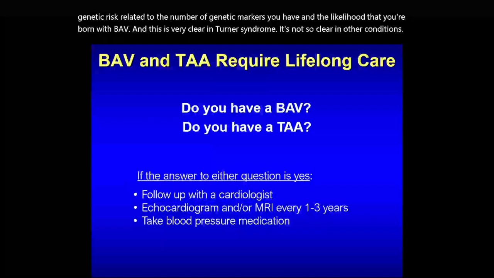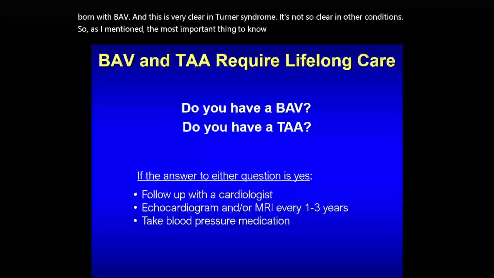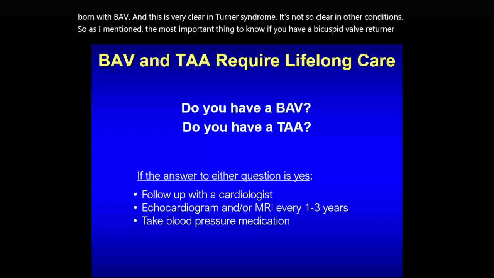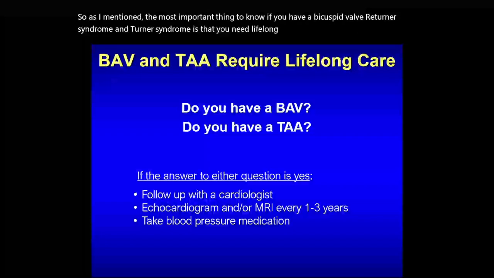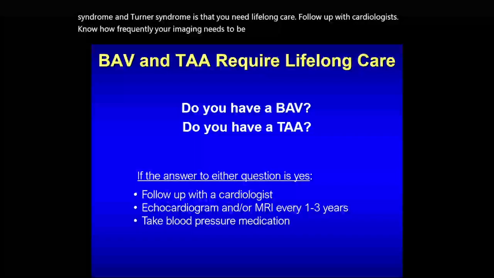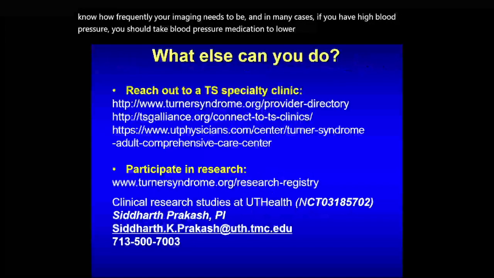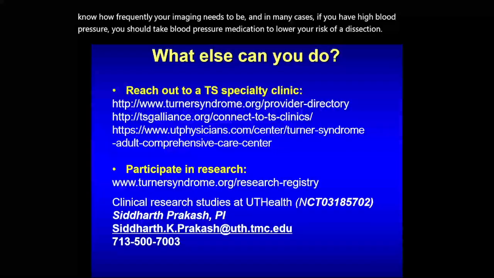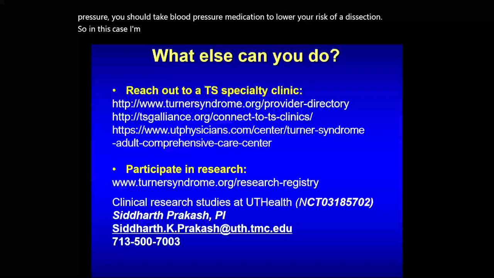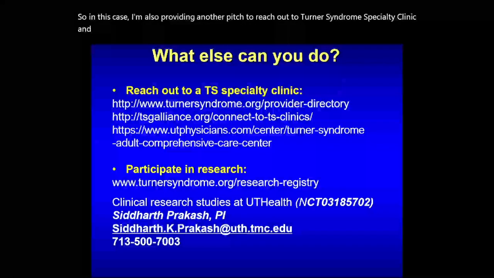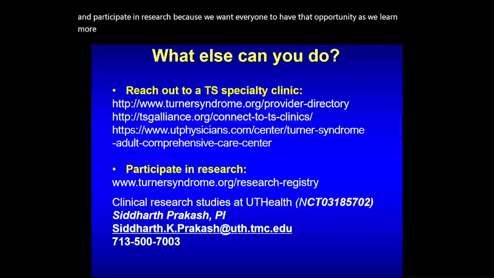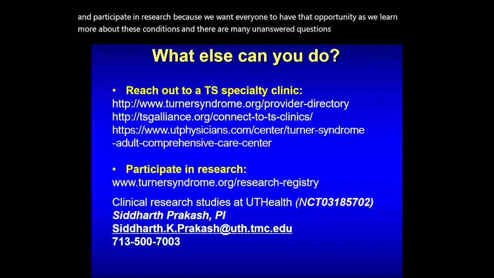So as I mentioned, the most important thing to know if you have a bicuspid valve or Turner syndrome is that you need lifelong care. Follow up with cardiologists, know how frequent your imaging needs to be, and in many cases, if you have high blood pressure, you should take blood pressure medication to lower your risk of a dissection. So in this case, I'm also providing another pitch to reach out to a Turner syndrome specialty clinic and participate in research, because we want everyone to have that opportunity as we learn more about these conditions. And there are many unanswered questions that I'll go into now.